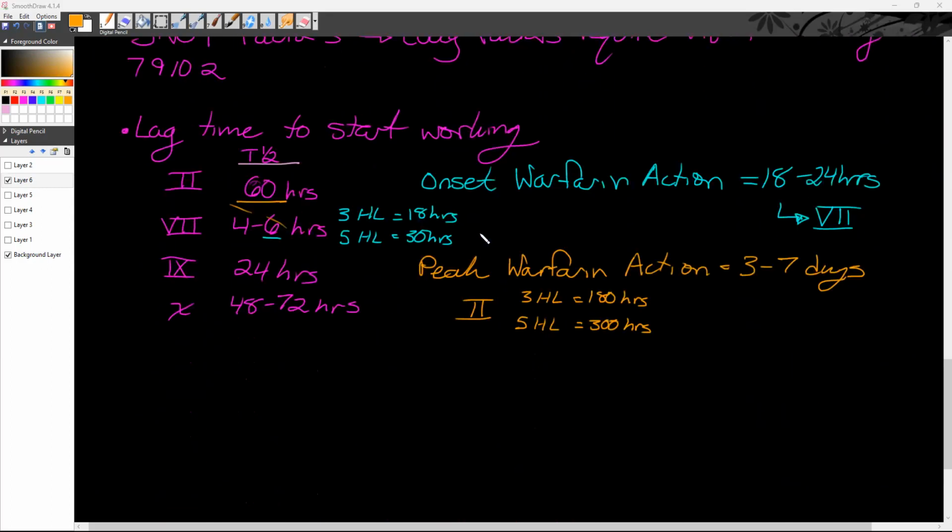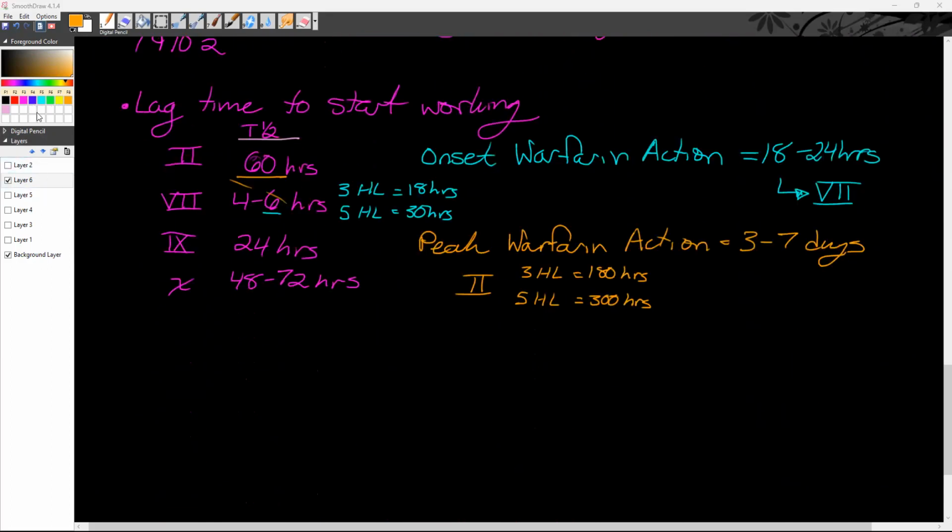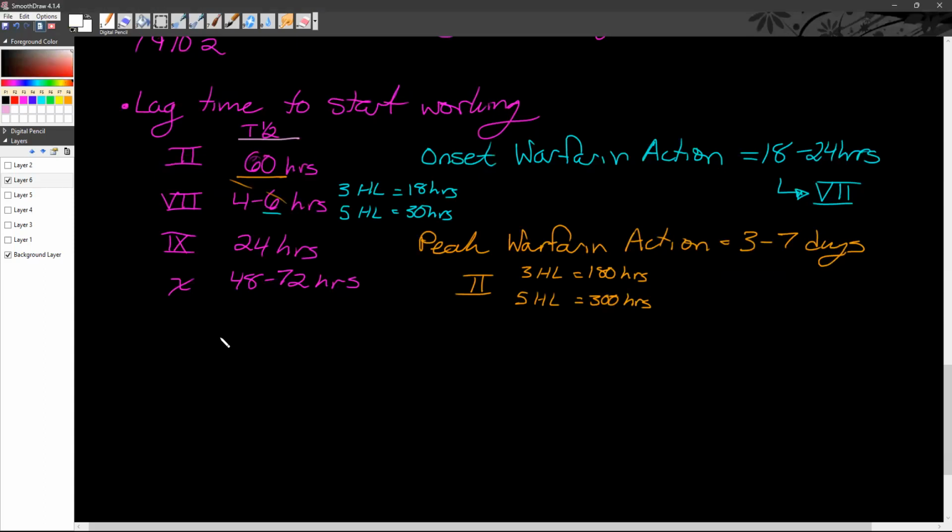There are some big things to consider with warfarin. It's an old drug. It's very effective, but it's kind of a dirty drug in a way. The first is that it has a narrow therapeutic index.